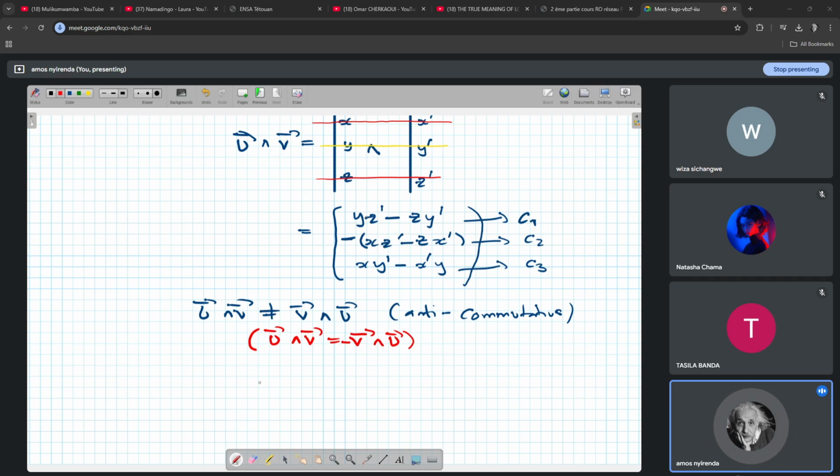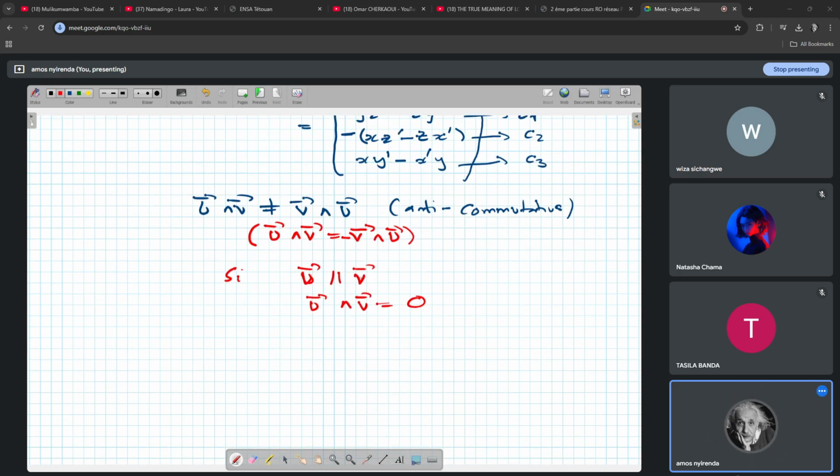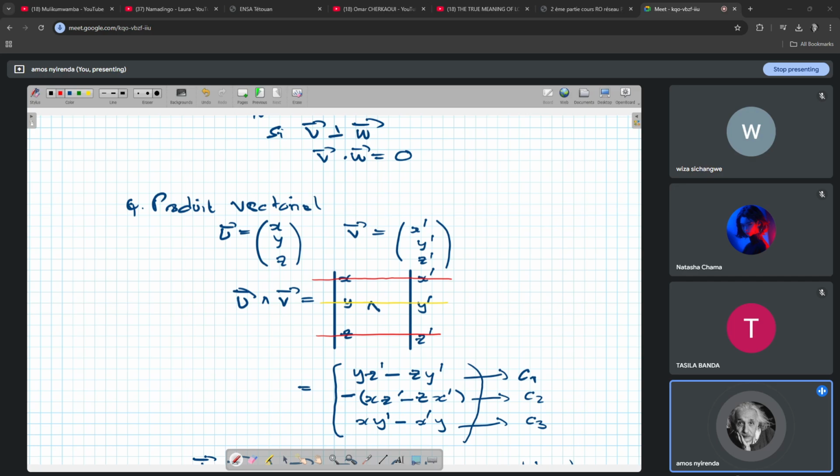So what happens when two vectors are parallel? Donc si u is parallel to the vector v, alors le produit vectoriel is going to be nul. It's going to be 0. If the vectors are parallel and I take the vector product, the result is going to be 0.